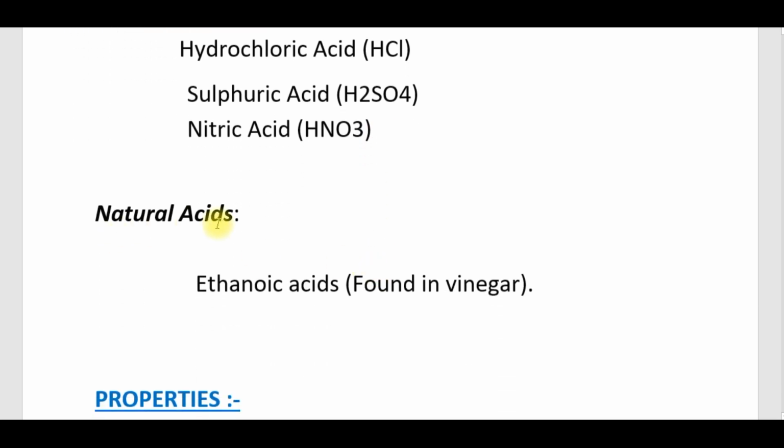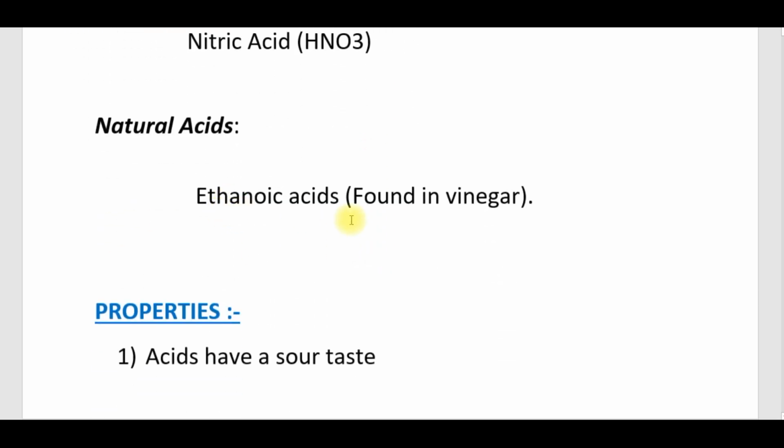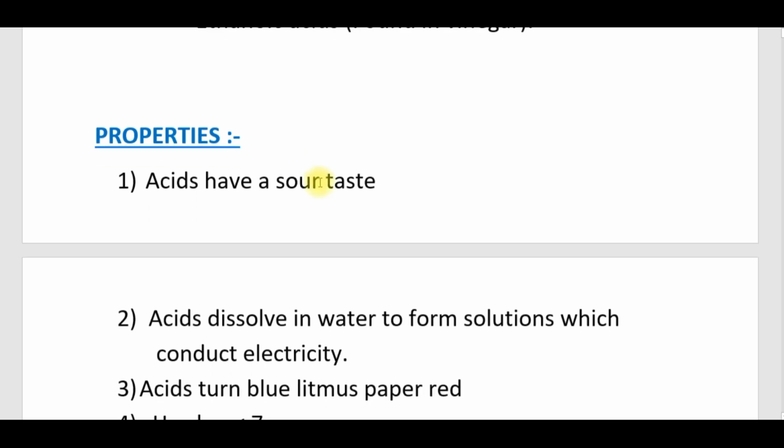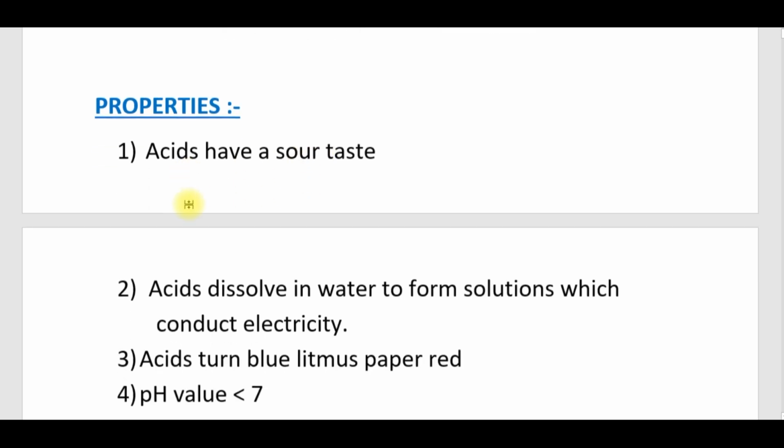And there are certain natural acids also. One example is ethanoic acid, which is found in vinegar. And the properties of acids are very familiar to you, and some of the properties are given here.